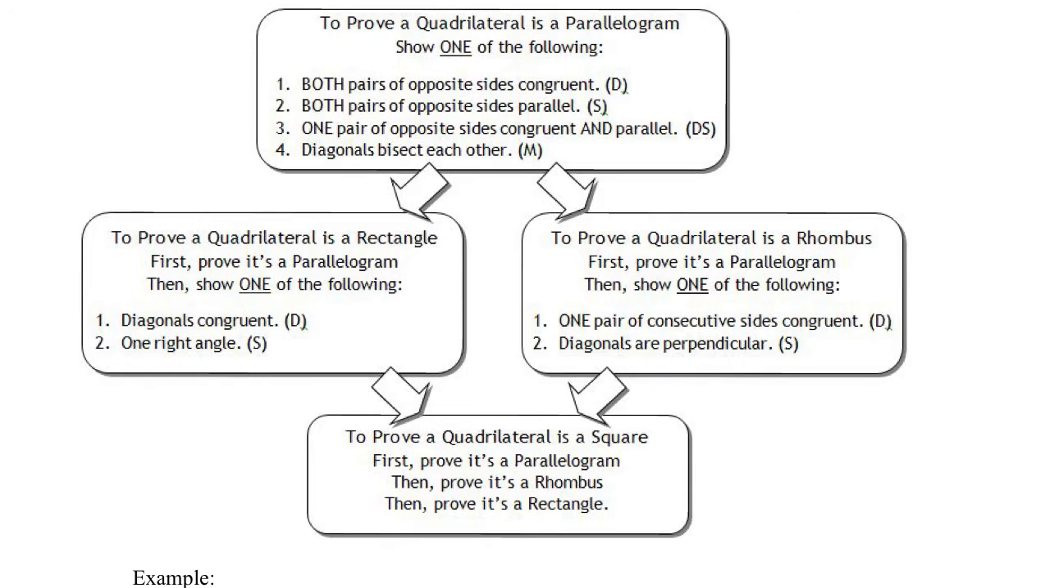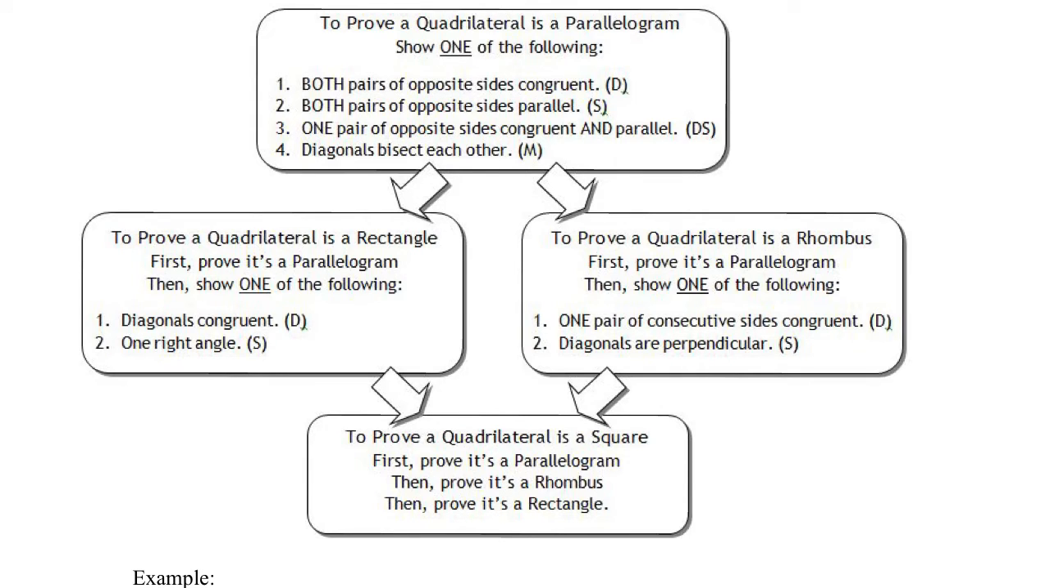If you want to prove it's a rhombus, you prove it's a parallelogram first, then you can prove that one pair of consecutive sides are congruent. Remember, consecutive means in a row. So you've got opposite sides and you have consecutive sides. Consecutive sides are the ones next to each other, whereas opposites are on opposite sides. So if this was a rectangle right here, these would be consecutive sides, this one and this one, whereas opposite sides would be across from each other. Or you can prove that the diagonals are perpendicular. You prove that they're perpendicular by showing that there is a right angle there.